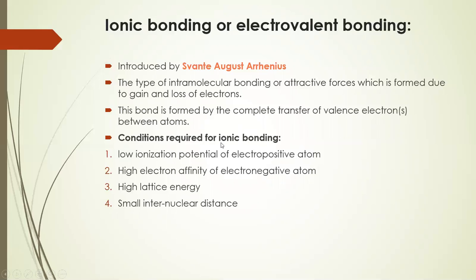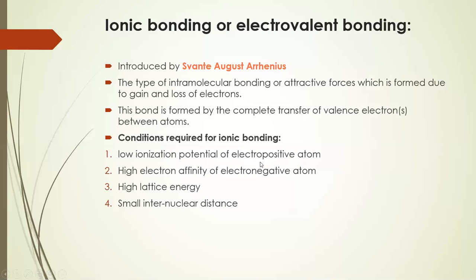Number two is the high electron affinity of the electronegative atom. Number three is the high lattice energy. Number four is the small internuclear distance. So, what do you mean by the term ionization potential, and what do you mean by the other terms that are difficult?